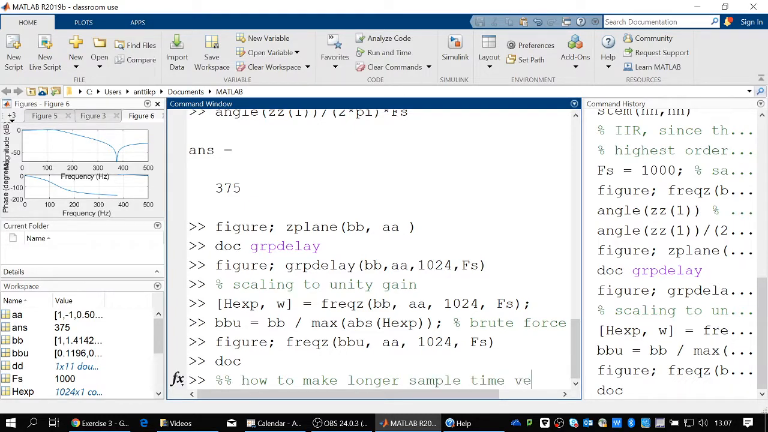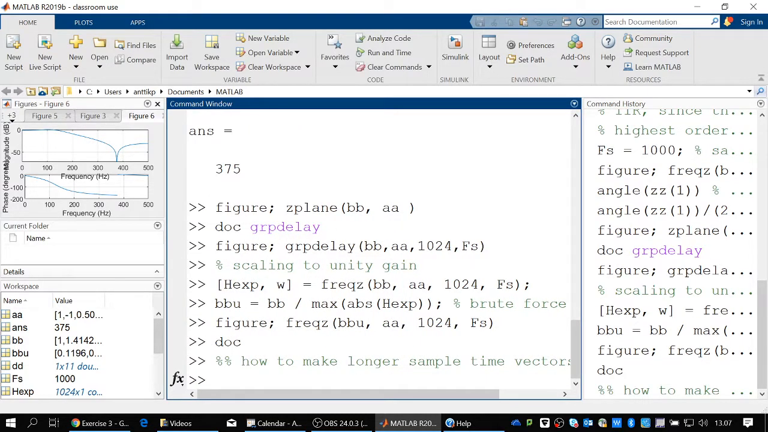sample time vectors. Auto indexes are nice for a smaller amount, if you need a fixed number of data points. But if you want a fixed time of data points, then you can still use, for example, this, from 0 with a time step of 1 over fs. Okay, I will use a different sampling frequency here, up to 1 second. If you have two colons, it means from, with a step, to something.